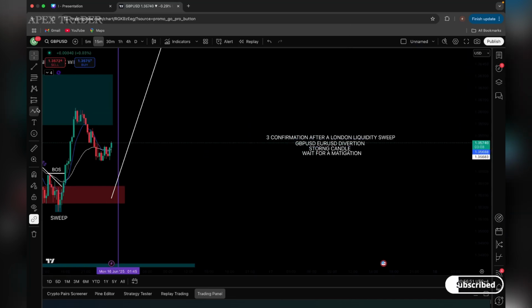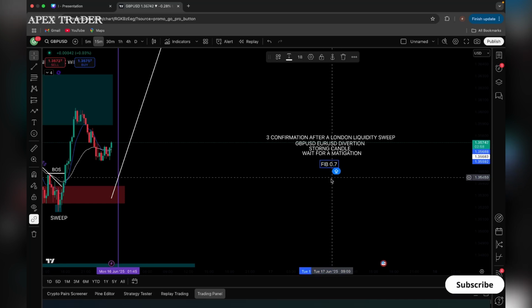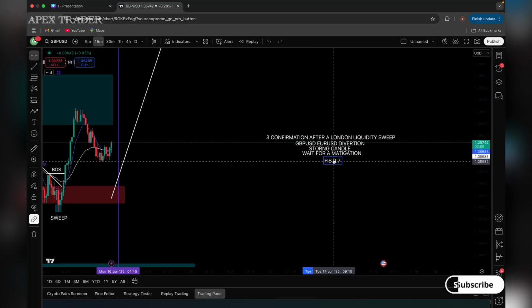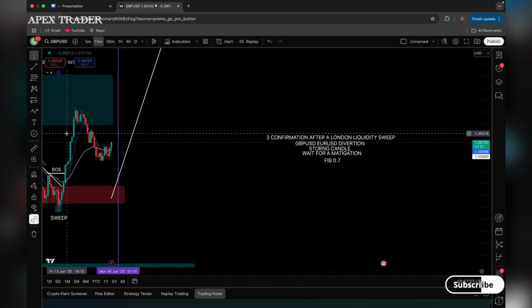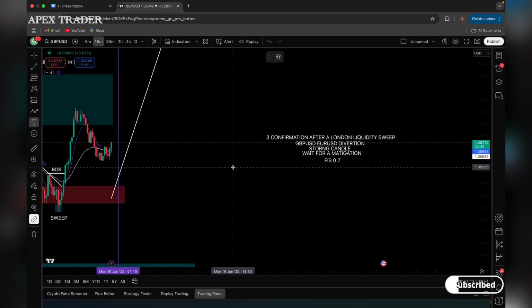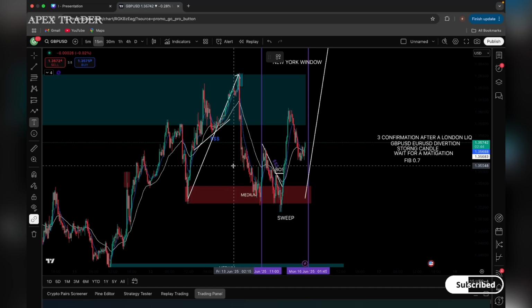Third confirmation, I suggest in the 50 minutes chart only: Fib 0.7 level retest only in the 50 minutes chart. You have to use Fibonacci also. Not only that, you should use all. 3 confirmations are a must. That's all, guys.